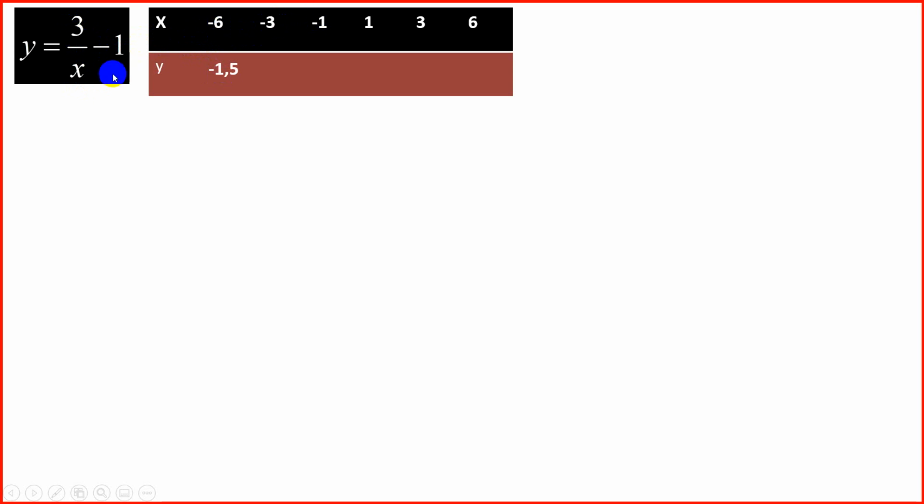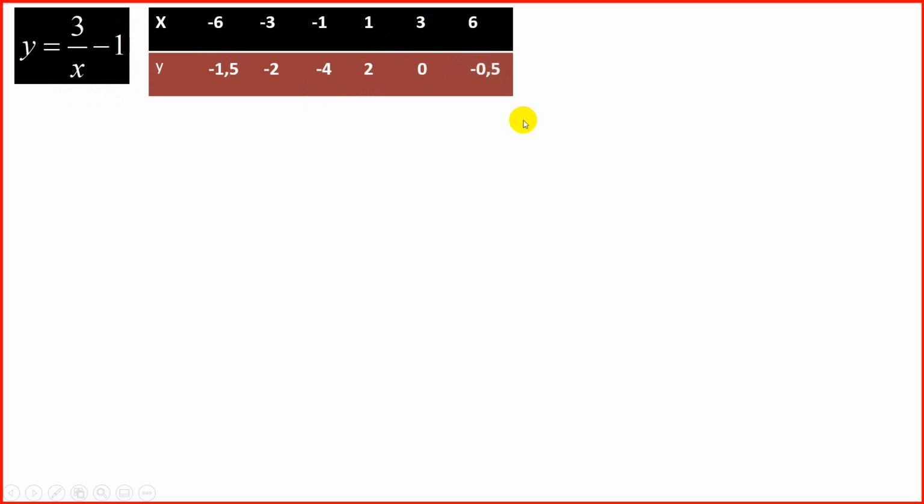Then we're going to substitute the minus 3 into this equation. We'll get minus 2. Then the minus 1. That'll give us minus 4. Then we're going to substitute the 1. That'll give us 2. Substituting the 3, that'll give us 0. And the last one, 6. 3 over 6 is half. Half minus 1 is minus half, or minus 0.5.